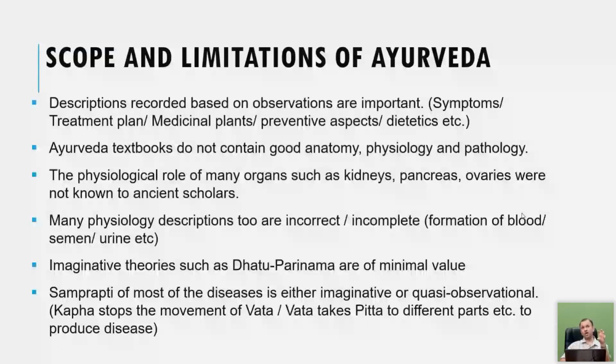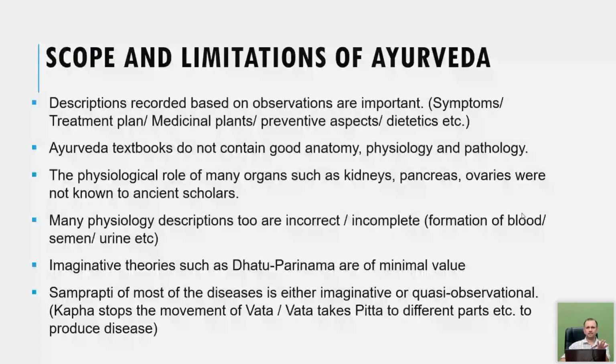Ayurveda textbooks do not contain good anatomy, physiology, and pathology. We need to accept it. The physiological role of many organs such as kidneys, pancreas, ovaries were not known to the ancient scholars. And many physiological descriptions are incorrect or incomplete. For example, formation of blood or formation of urine or formation of semen, right? They are primitive and sometimes incomplete. Imaginative theories such as Dhatu Poshana are of minimal value.